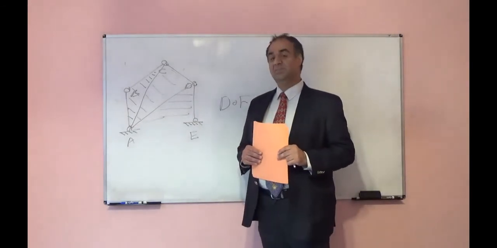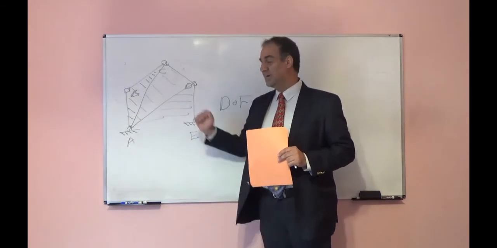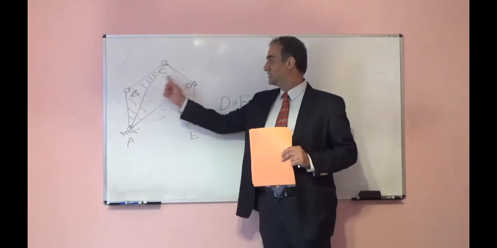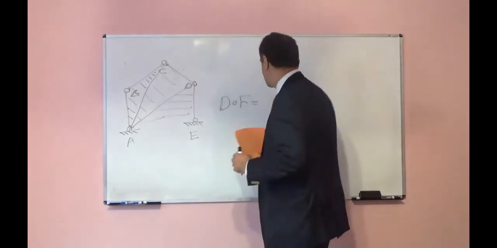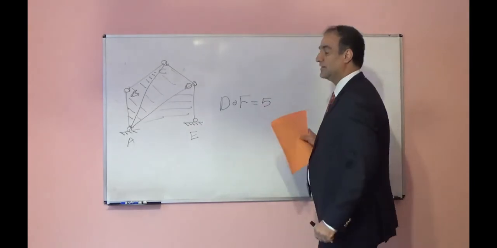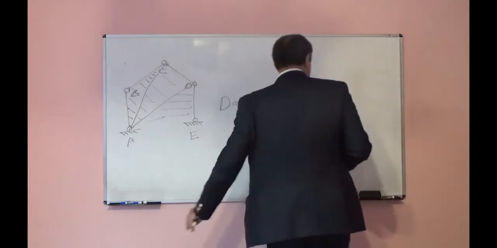So how many members did I add? 2 members. 2 lateral deflections we can have, 3 rotational degrees of freedom. So if we add together, degree of freedom for this frame will be 5.